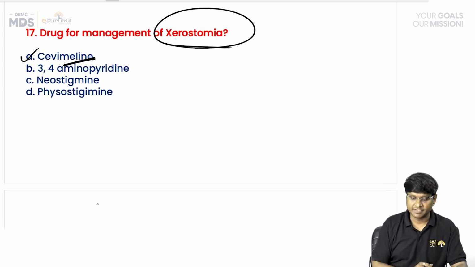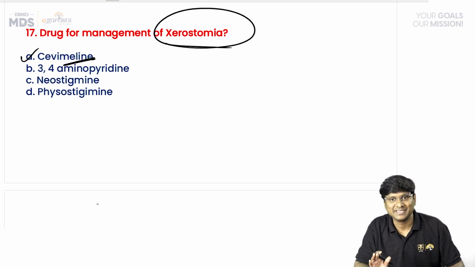So that is about the drug for the management of xerostomia. So these are the questions of NEET GT 12.